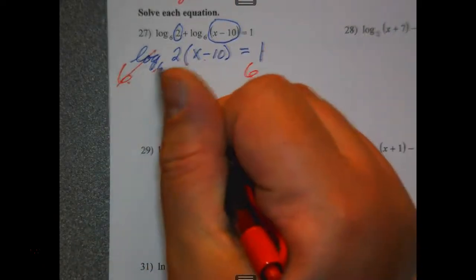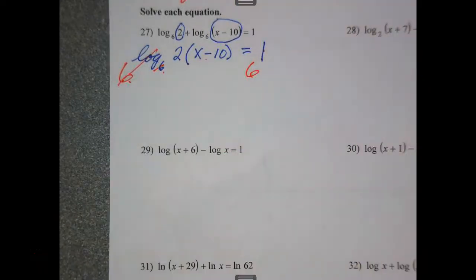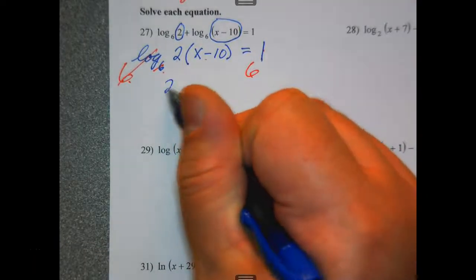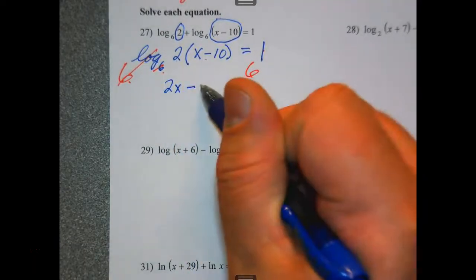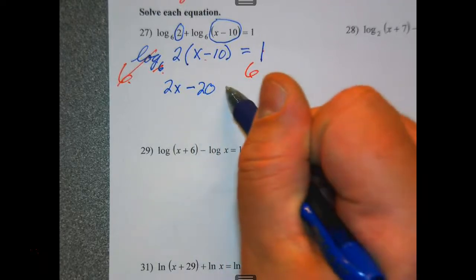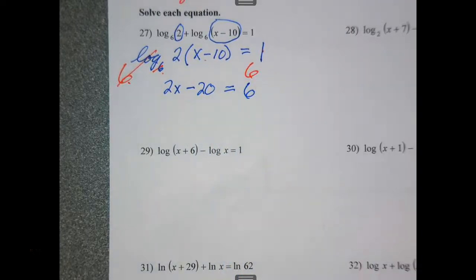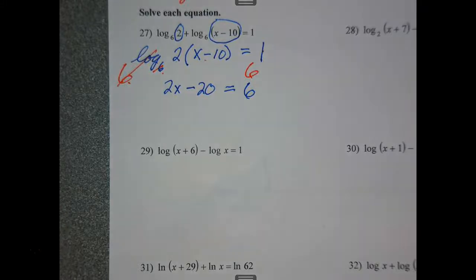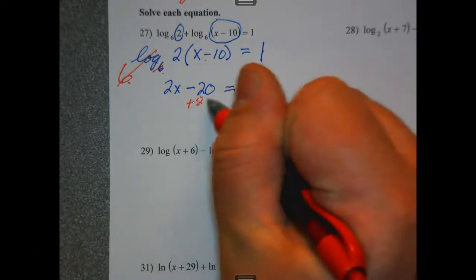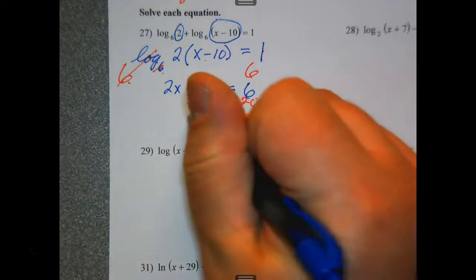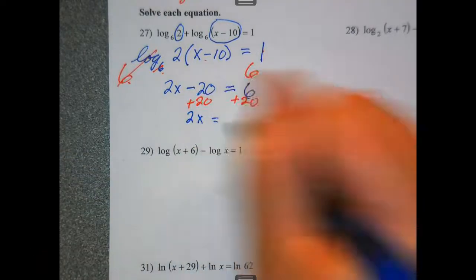6 and log base 6 cancel. 2 times x, 2 times negative 10, 6 to the first. Add 20. X equals 13, right?